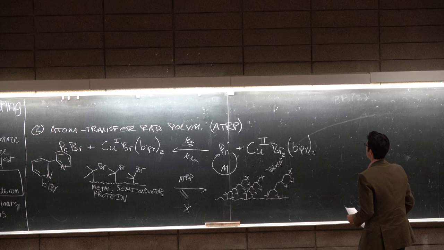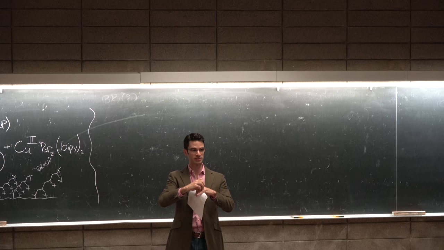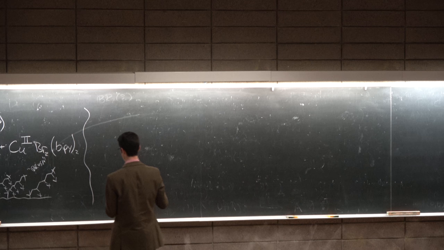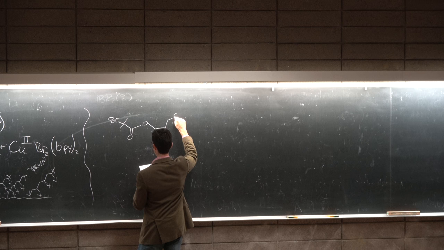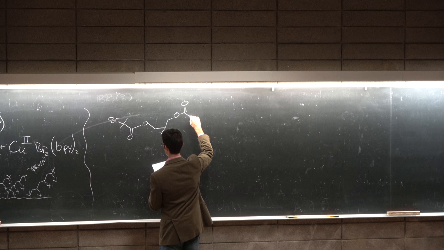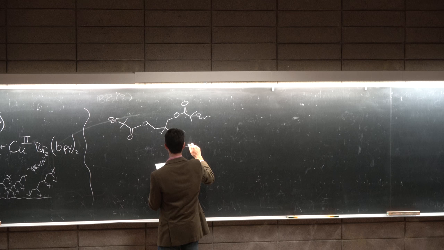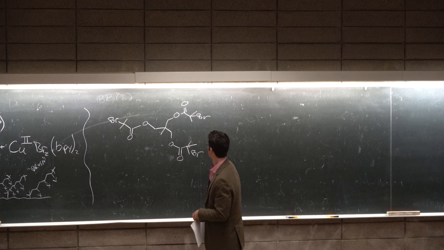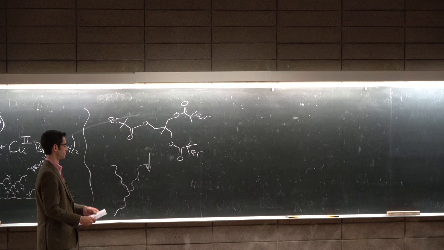What you also can do is make star polymers. So polymers that have some core that has many functional groups on it, and you can ATRP off of the core to make a star. And for example, a three-pronged initiator could look something like this. And once you did ATRP on this, you would end up with a polymer that had three chains coming off of a central core, which is kind of like a nanoparticle.